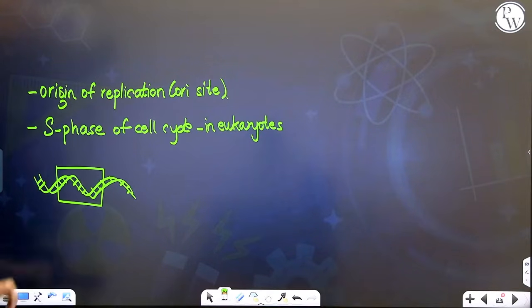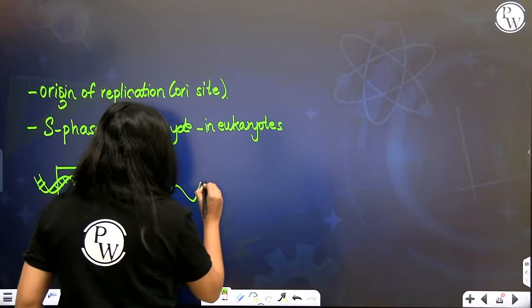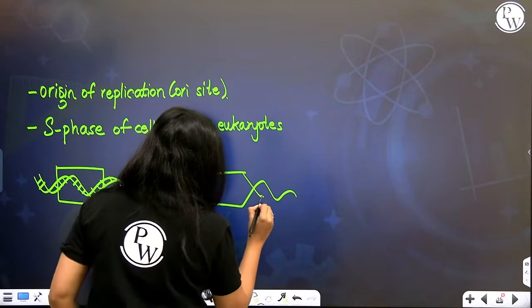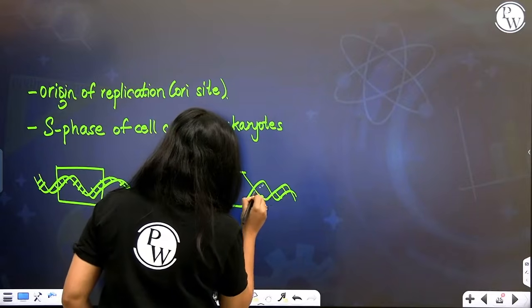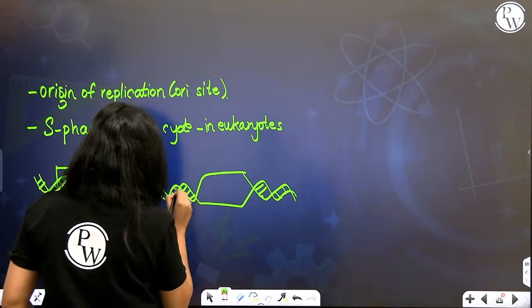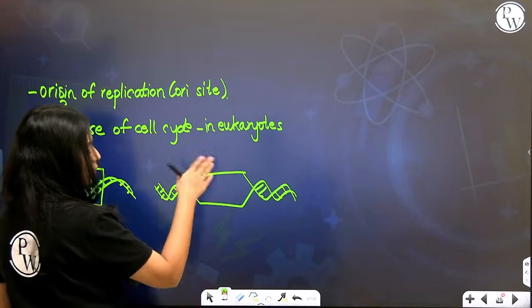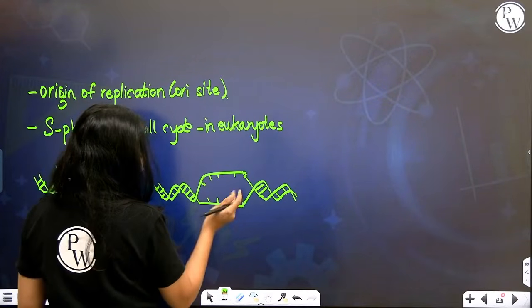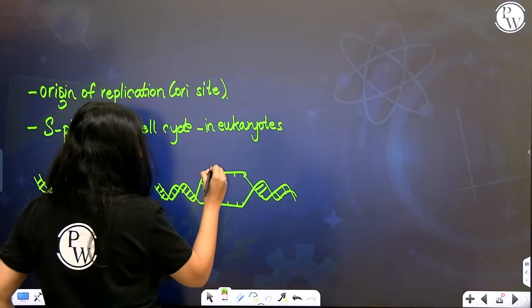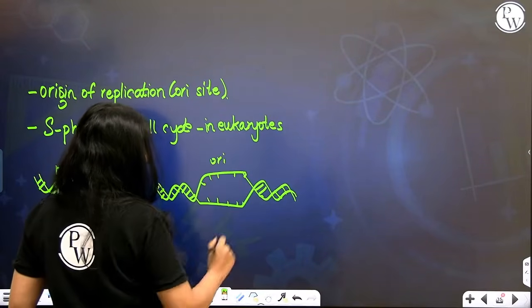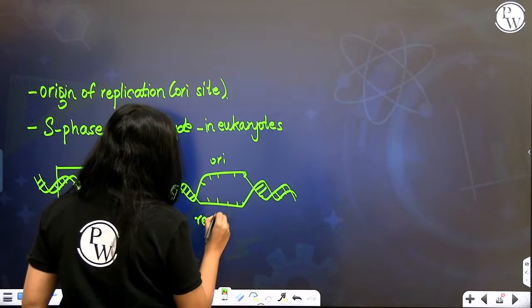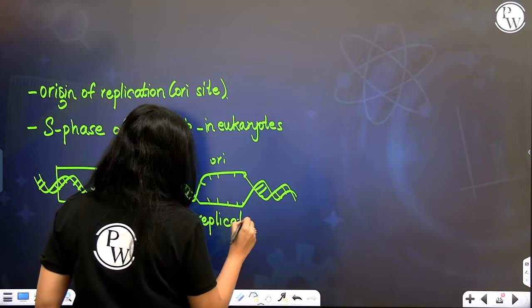So what happens there is, the hydrogen bonds that exist between the nitrogenous bases will break, and a bubble sort of thing forms, as you can see here. Over here, there is no pairing. The hydrogen bonds have been broken. This is the origin of replication. So over here, a bubble kind of structure is formed, which we call the replication bubble.